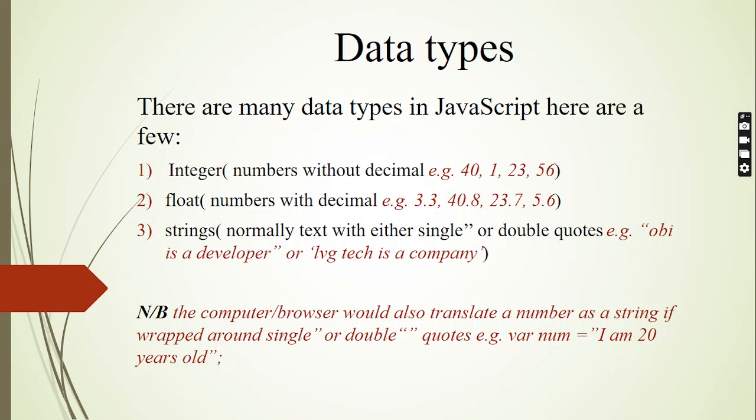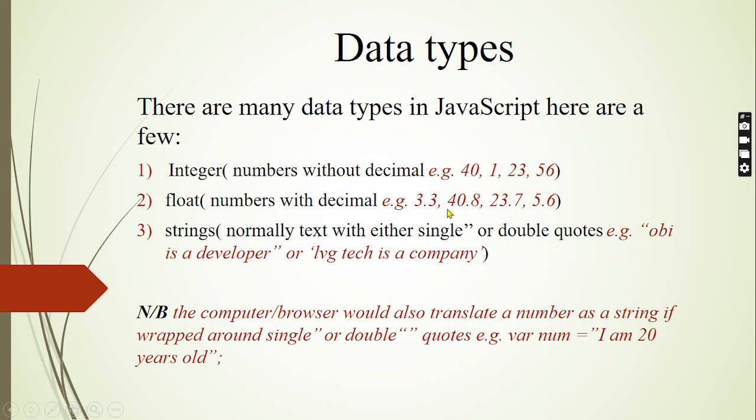I've just narrowed it down to the 3 data types we might be using more frequently in this tutorial. Okay, so what's the first data type? The first data type is what we call integer. So these are numbers without decimal, like 40, 1, 23, 56, 99, 100, 999, 1000. Okay, so those are what? Integers.